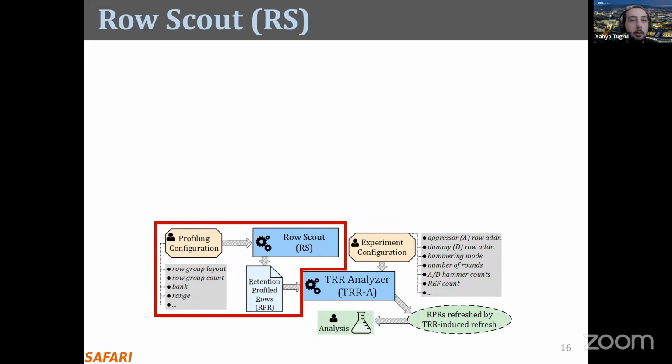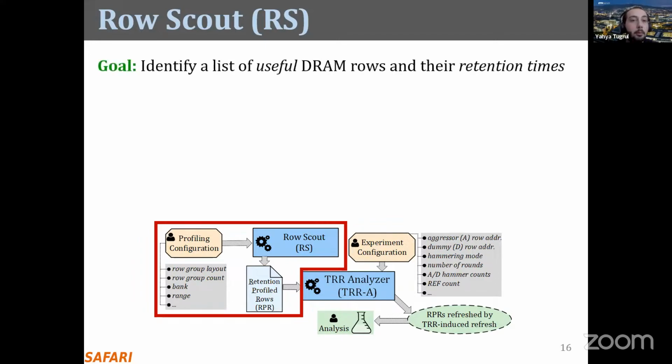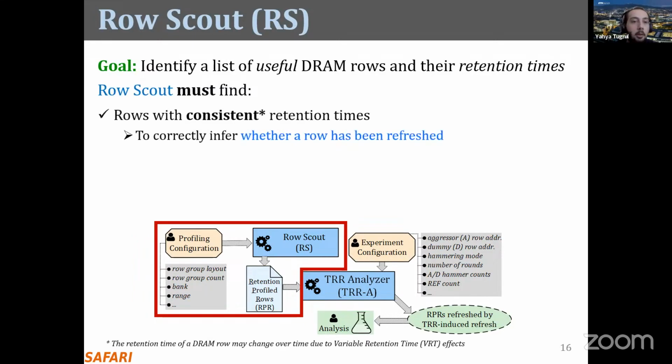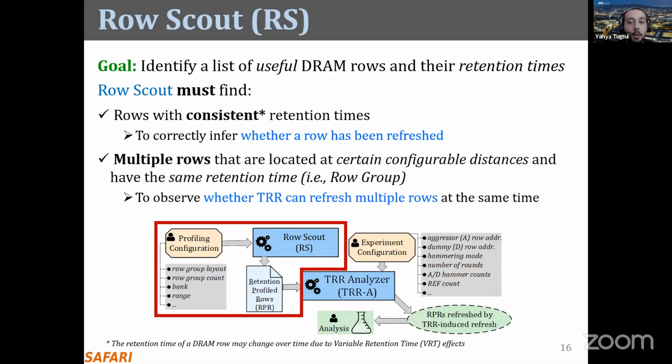Let's look at these parts in more detail. First, Row Scout. The goal of Row Scout is to identify a list of useful DRAM rows and their retention times. Row Scout must first find rows with consistent retention times. This is critical for U-TRR to correctly infer if a row has been refreshed by a TRR-induced refresh operation. Second, Row Scout must also find multiple rows or row groups that are located at certain configurable distances and have the same retention time. This is required so that U-TRR can observe whether or not a TRR mechanism can refresh multiple potential victim rows at the same time.